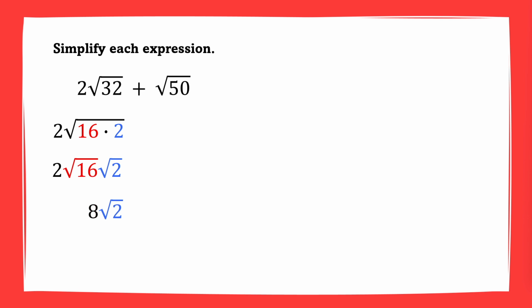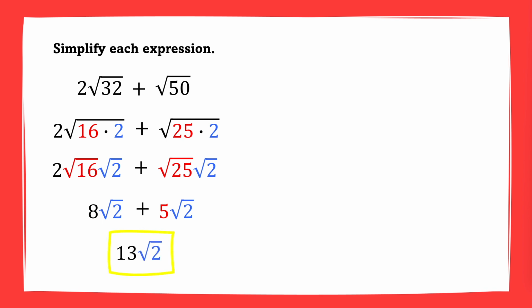The square root of 50 also has a perfect square factor of 25, so we can rewrite it as 25 times 2. Separating the factors and taking the square root of 25 gives us 5 root 2. Now we can combine the two like radicals, which gives us 13 root 2.